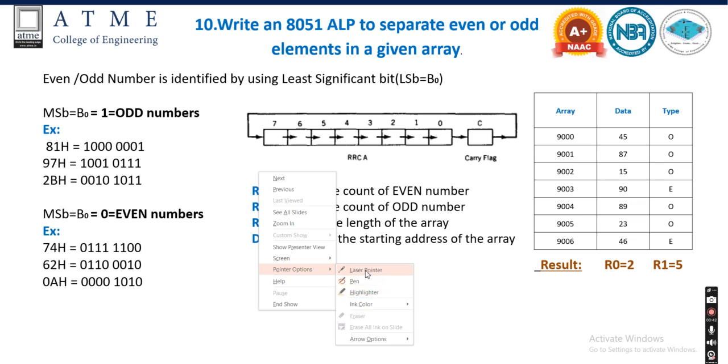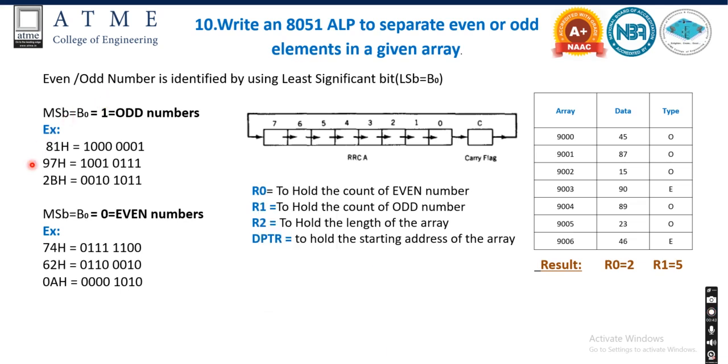Let us consider some odd numbers as an example: 81H, 97H, and 2BH. 81H can be represented equivalently in binary form as 10000001. Similarly, in 2BH, B is nothing but 8 plus 2 plus 1, that is 1011. So in all these cases, you have observed that the least significant bit B0 will be equal to 1.